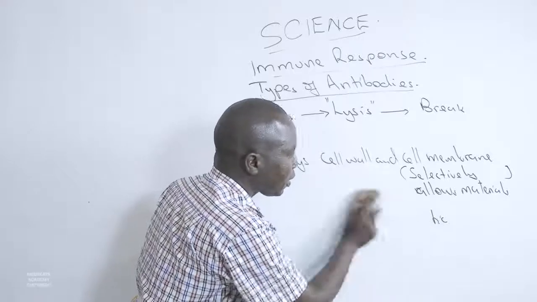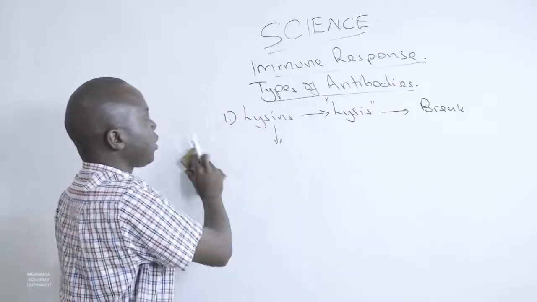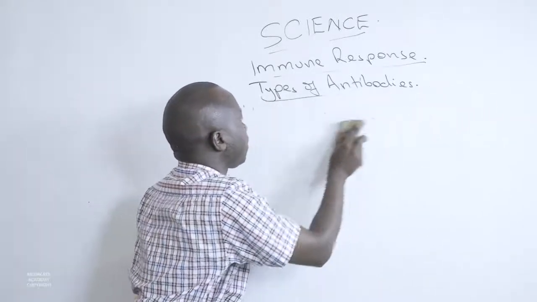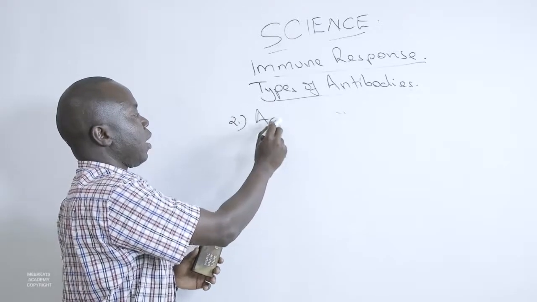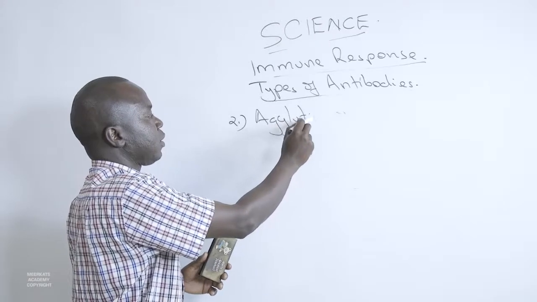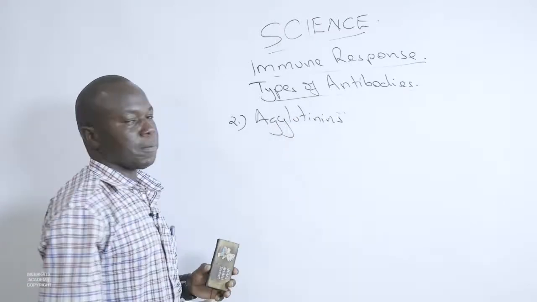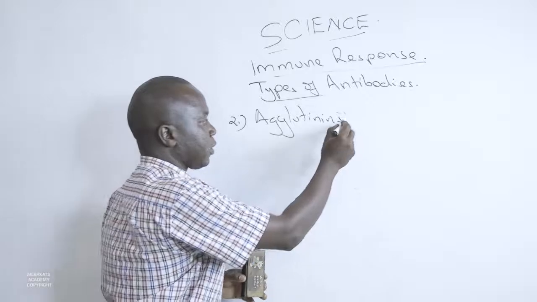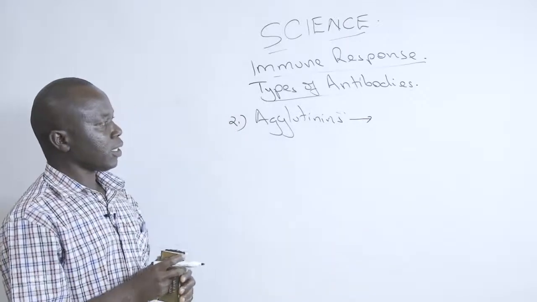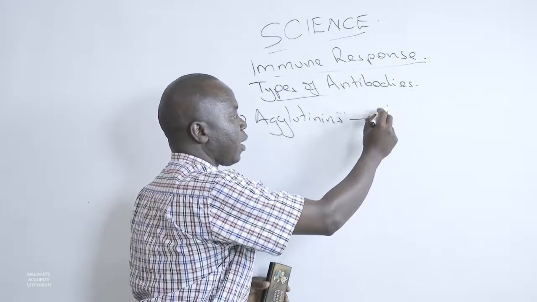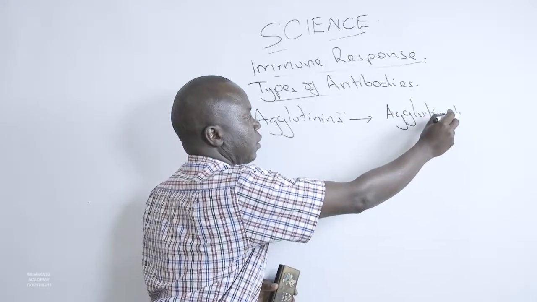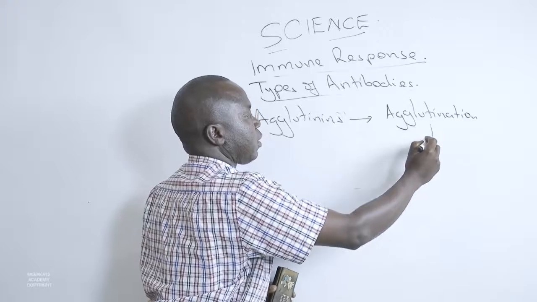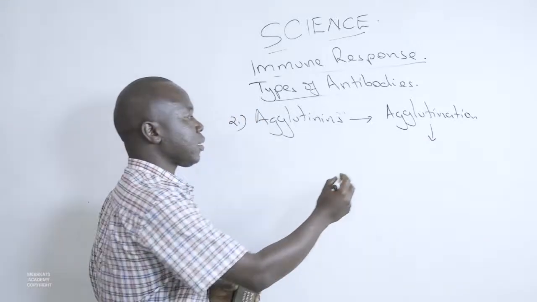The other antibody is called agglutinins. Agglutinins comes from the word agglutination, or agglutinate. Agglutination means to clamp.